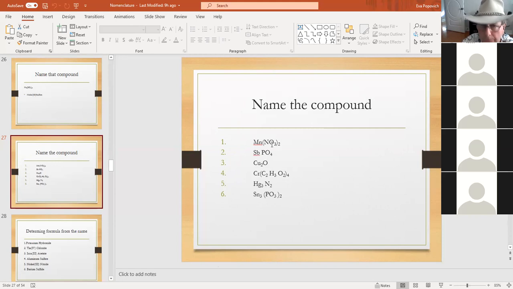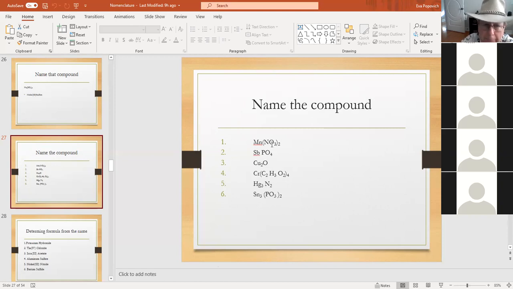Manganese nitrate. There you go. Okay, it's safe. Who had the second one? Nathan, thank you. What is it? Antimony 3 phosphate, I think. Anybody have any objection to that?